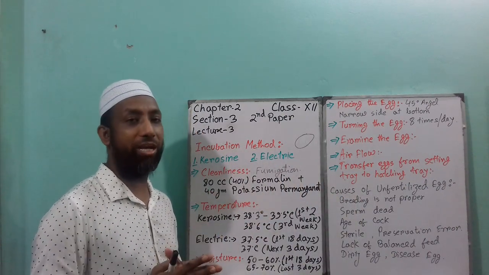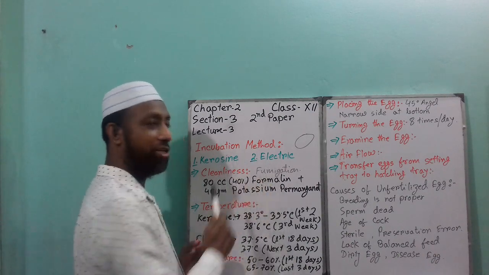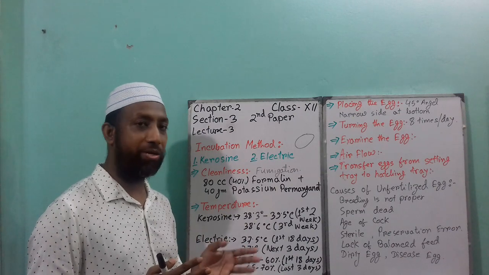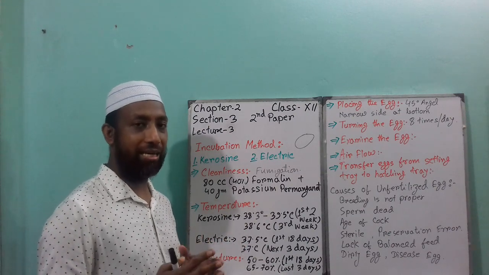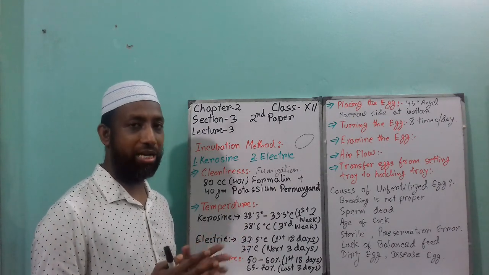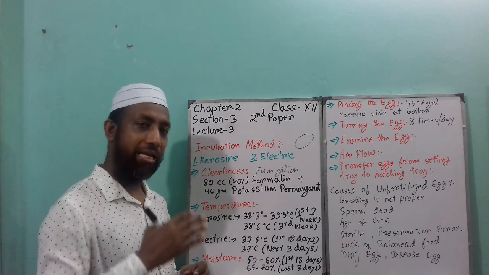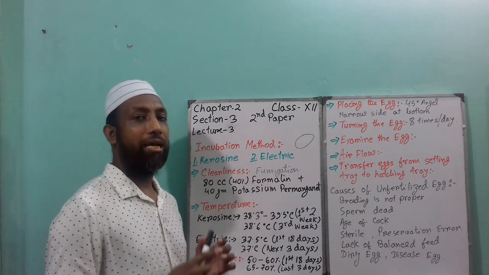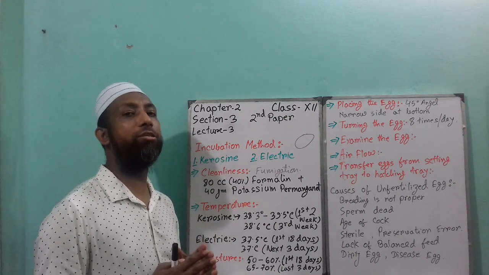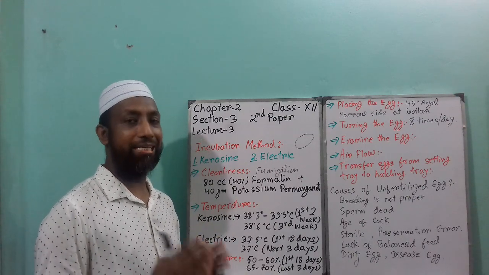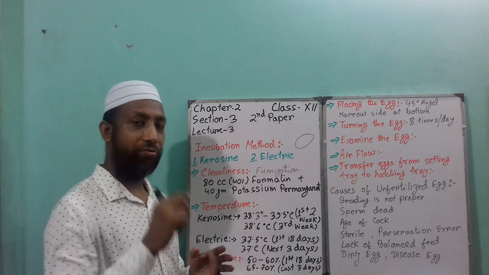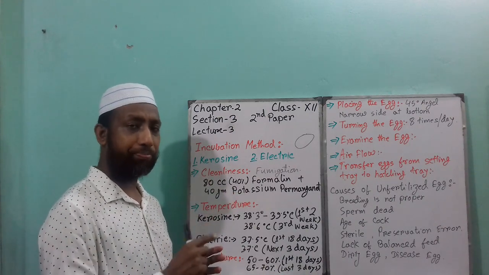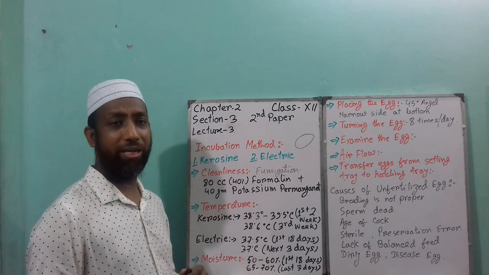The modern machines, which are called electric machines, are used nowadays in the modern world, in European countries, America, Australia and other countries. They can hold more eggs inside the machine, and the person does not need to work manually. They just operate the machine. First put the eggs inside and operate the machine, then it will work automatically.